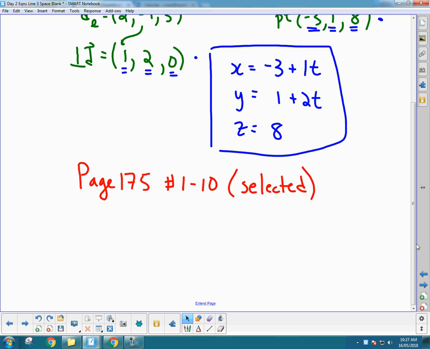These 2 days are a big chunk of our test. We've got to get comfortable with these lines and all the different variations of them and how to pull direction vectors and points off of them. So the more practice you do with these, the better.